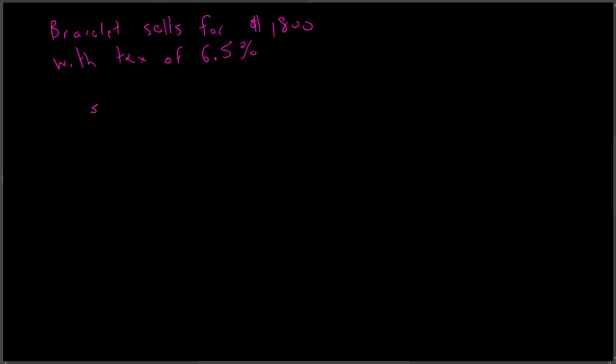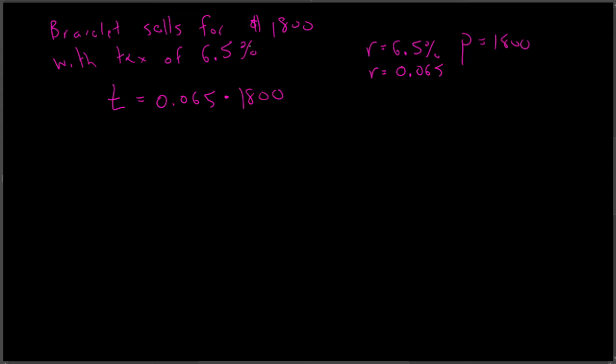So the sales tax, which I'll still call lowercase t, is equal to the rate. So my rate is this percentage. I want to convert that to a decimal, so I'm going to move the decimal place over twice. So this would be 0.065 times the price, and my price is $1,800. So the tax, I run to the calculator, and I get $117 of tax.